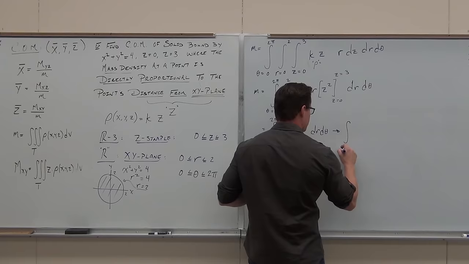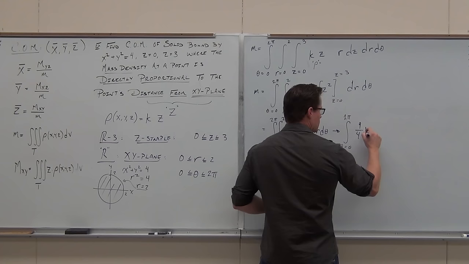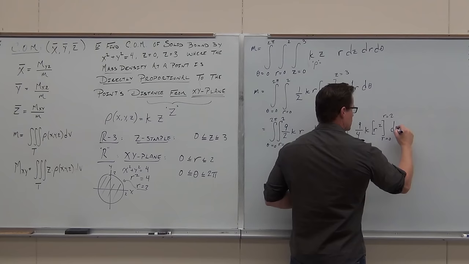Integrate with respect to r, we're going to get another 1 half r squared. So we'll have 9 fourths k r squared. And then we're going to plug in for the r. Since we've integrated with respect to r, we have r equals 0, r equals 2. Theta. Are you hanging with me right now? Yeah. Okay. All right, keep on going.